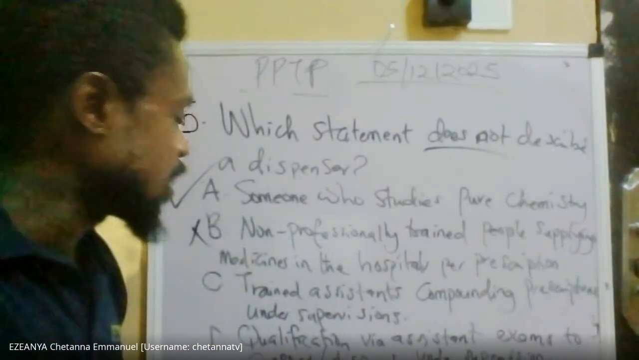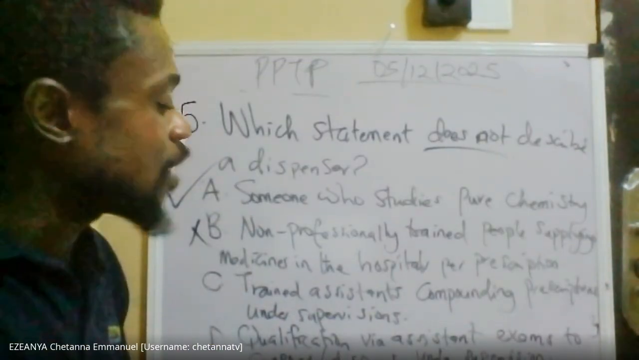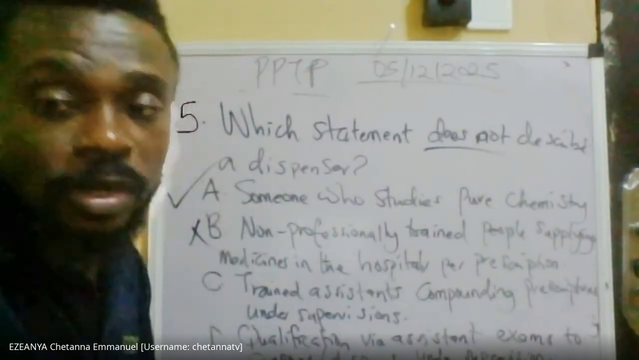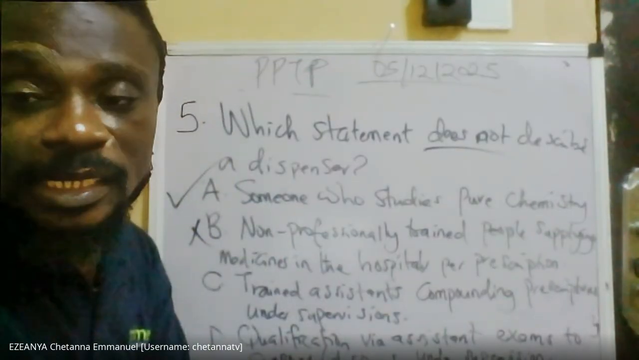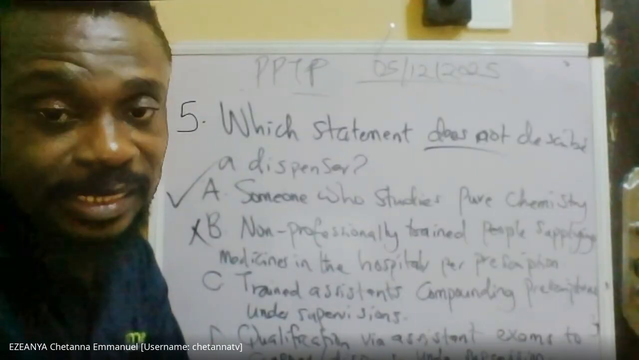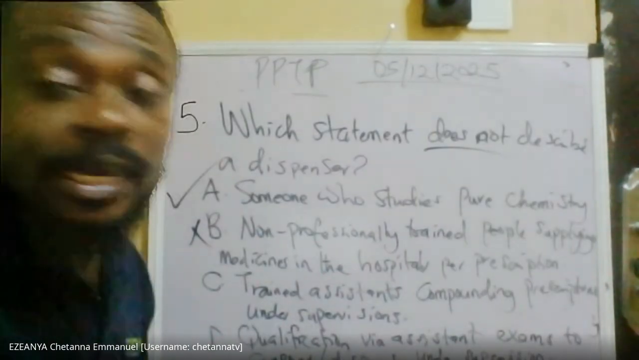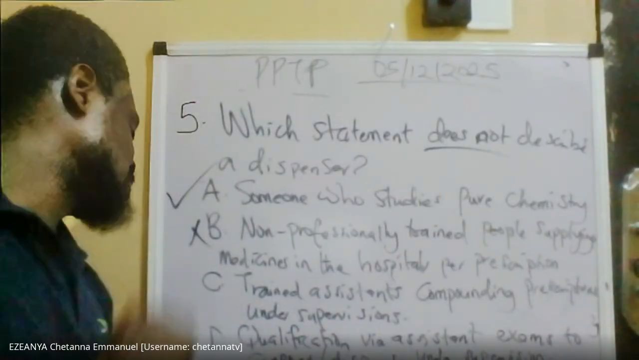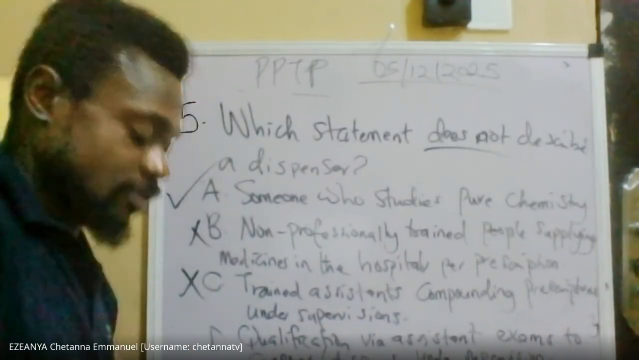She says trained assistants, compounding prescription under supervision. It's true. I agree with you. Yes, dispensers are actually what? Trained assistants. I agree. But it's not the answer. It's not the answer, because they say which one does not.